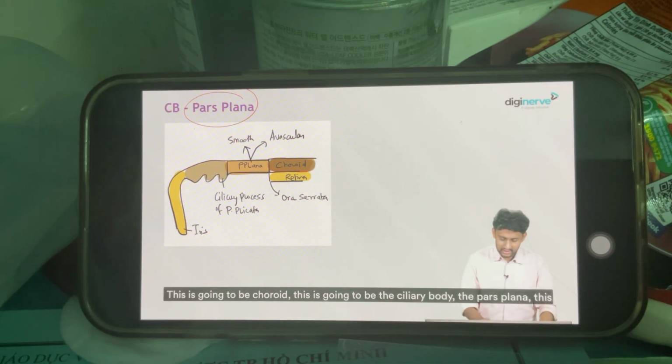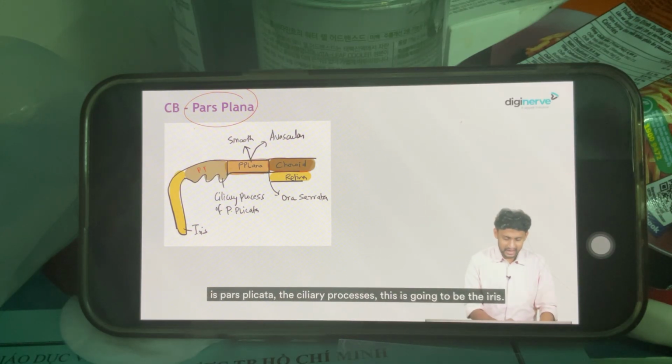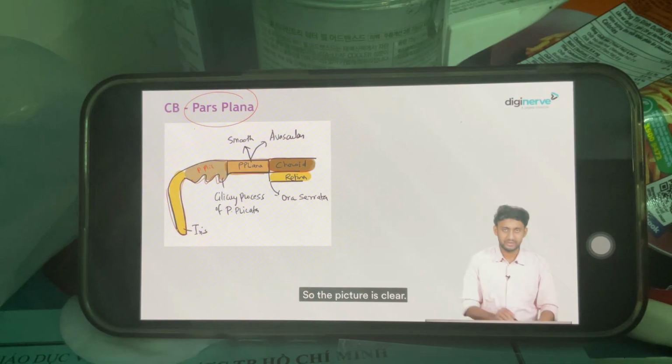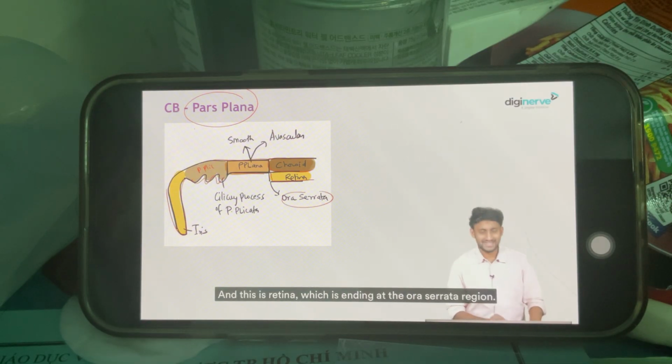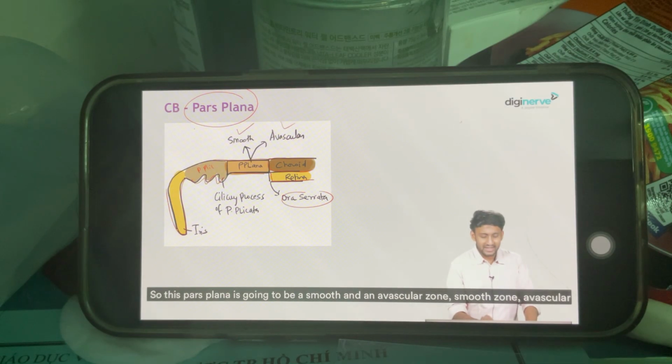This is going to be choroid. This is going to be the ciliary body, the pars plana. This is pars plicata, the ciliary processes. This is going to be iris. So the picture is clear. And this is retina. This is ending at the ora serrata region. So this pars plana is going to be a smooth and an avascular zone.